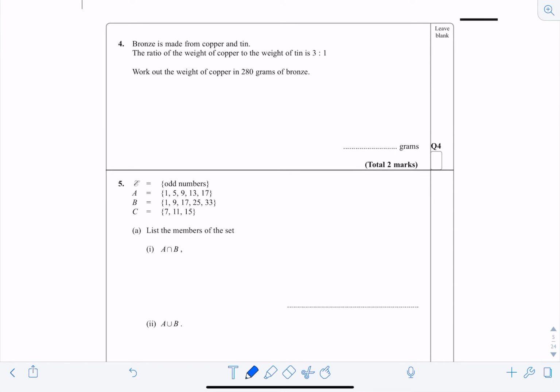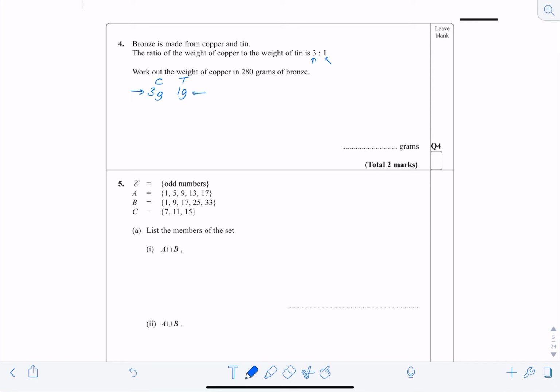Bronze is made from copper and tin. The ratio of the weight of copper to the weight of tin is 3:1. Work out the weight of copper in 280 grams of bronze. So again, this has been in the other few past papers, and we're going to do the same thing. For one, I'm going to say the minimum amount. Let's say I'm going to call it 4 grams, where you've got copper to tin. That 3 there represents these 3 grams here, and that 1 represents 1 gram here.